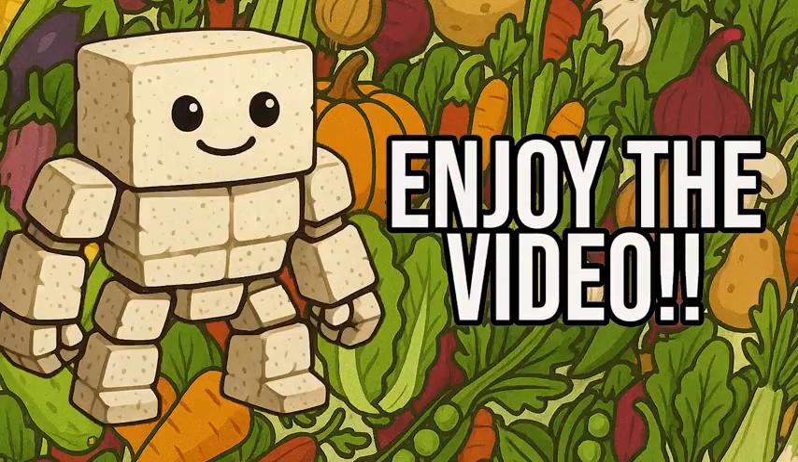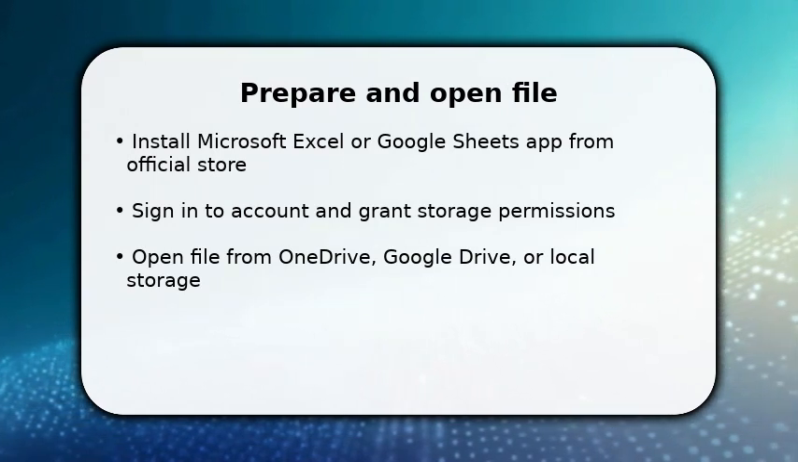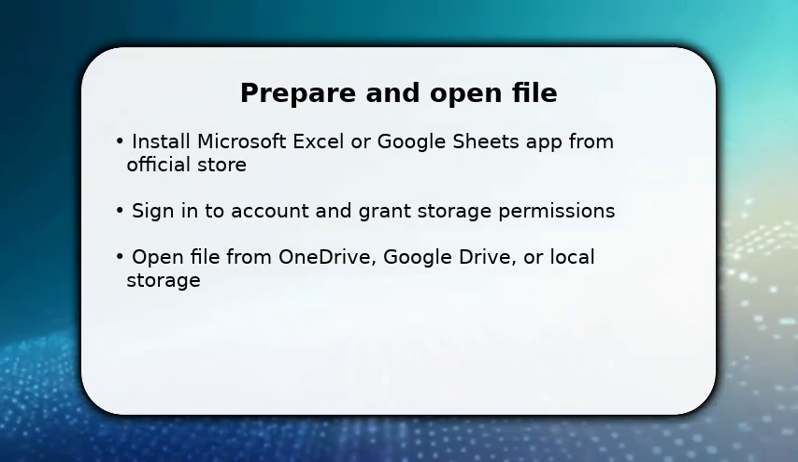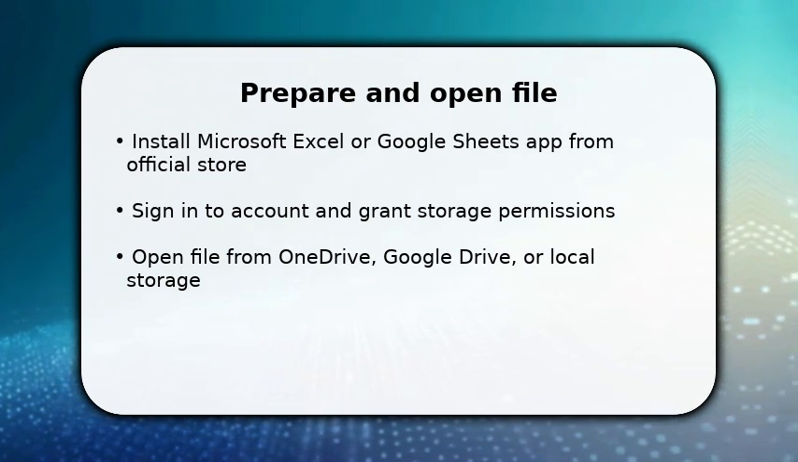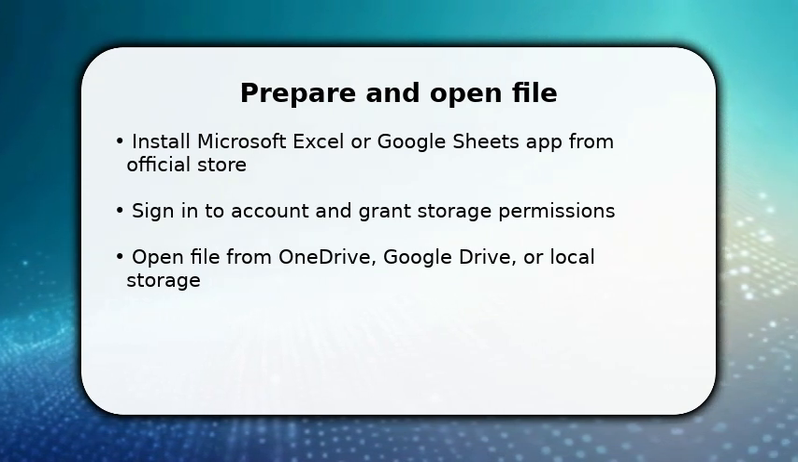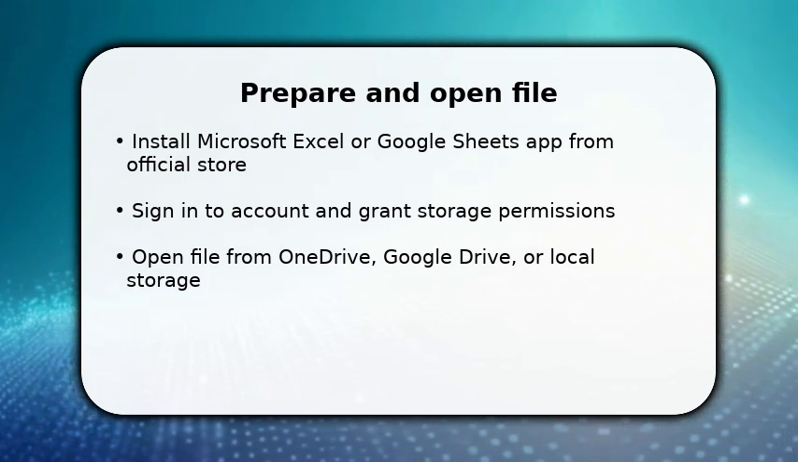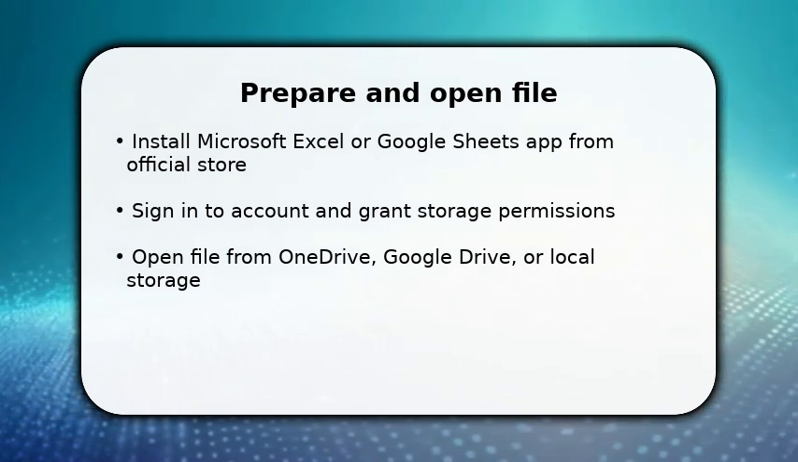Please enjoy the video. You start by making sure the app is installed and signed in so your files sync. Open OneDrive or Google Drive, navigate to the workbook, and tap the file to load it. This prevents conflicting copies. Once done, enable editing mode, tap Edit or the pencil icon so you can change cells. Make sure autosave is on, that way revisions persist.